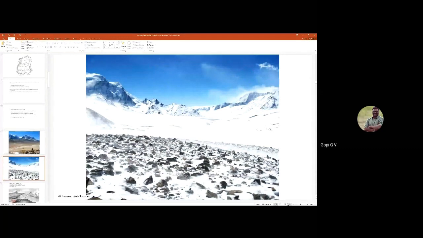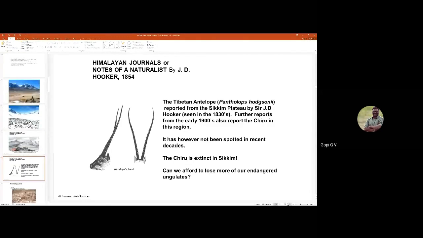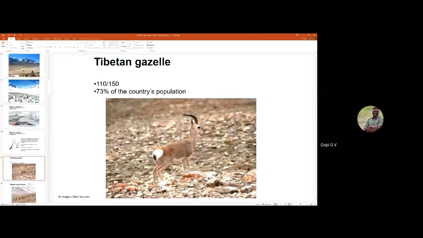In the winters, it's completely covered with snow. And in fact, we have lost the Tibetan antelope. We have lost the chiru. Chiru has become locally extinct in the trans-Himalayan region of Sikkim. It was documented in 1844. Of late, we do not have chiru there, and they have become extinct.